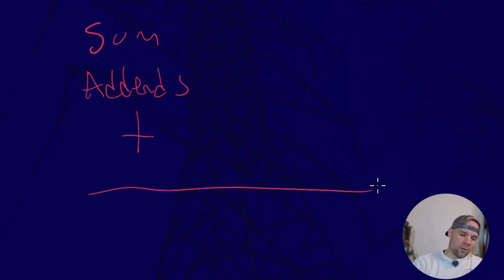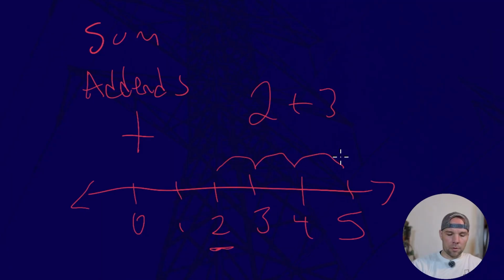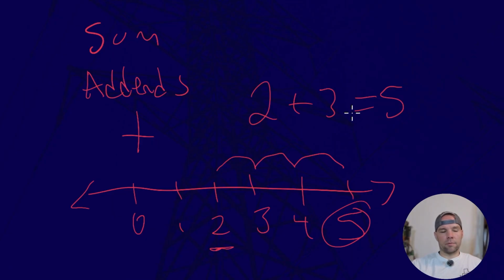So for instance, if we have a number line, we have 0, 1, 2, 3, 4, 5, and we want to add 2 plus 3, we can start at the number 2, because that's the first number that we have, and we want to add 3 to that. So we start here, we go over 1, 2, 3 numbers, and now we are at the number 5. So 2 plus 3 is 5. Just another way to visualize.